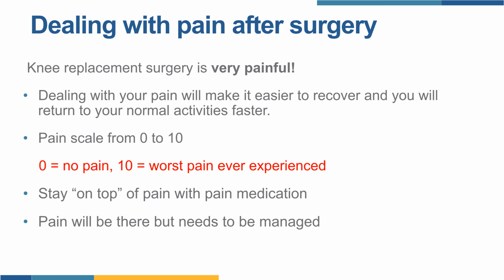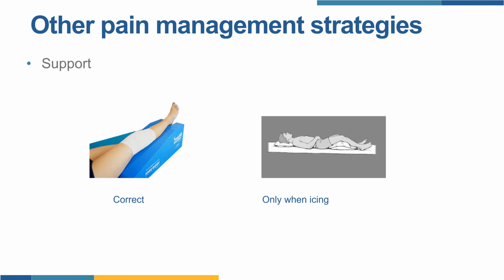You should follow your medication schedule closely and stay on top of the pain. If you wait too long to take your pain medication, it can take a long time for it to start working. Over time, you will replace your prescription medications with over-the-counter pain medication like Tylenol. Pain needs to be managed with medication and other strategies to allow you to do your exercises and sleep better. Here are some things that you can do to help manage your pain.